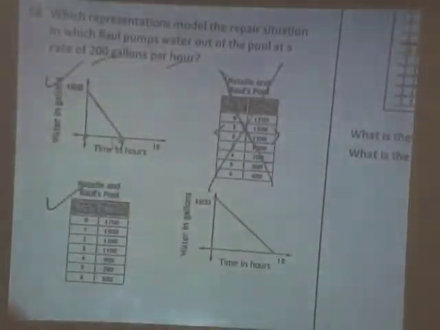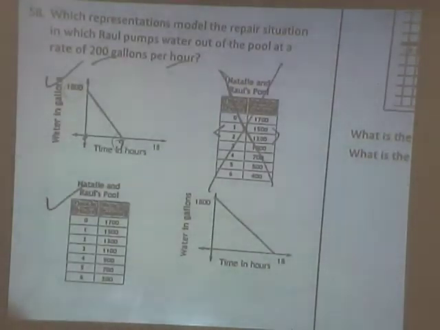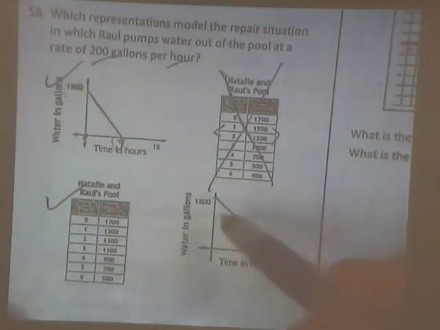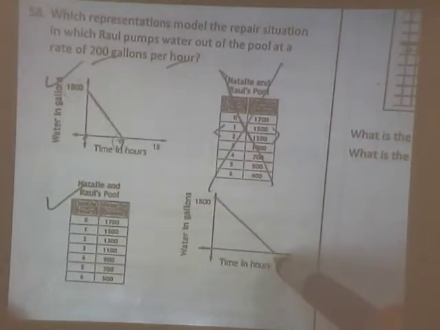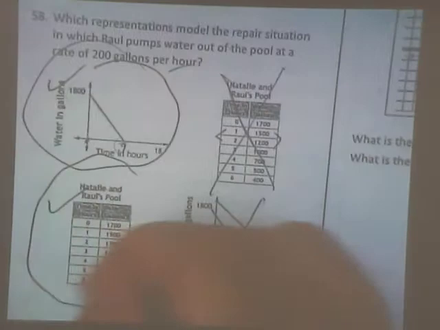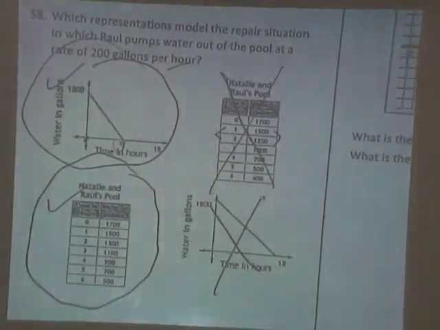What about this one over here? Looks like he's starting with a little bit more than 1,800, but it's taking him almost 18 hours to pump it out. So it must be like a line here with the 500. Yeah, this is not working either. So I would say these two are pretty good representations of 200 gallons per hour.